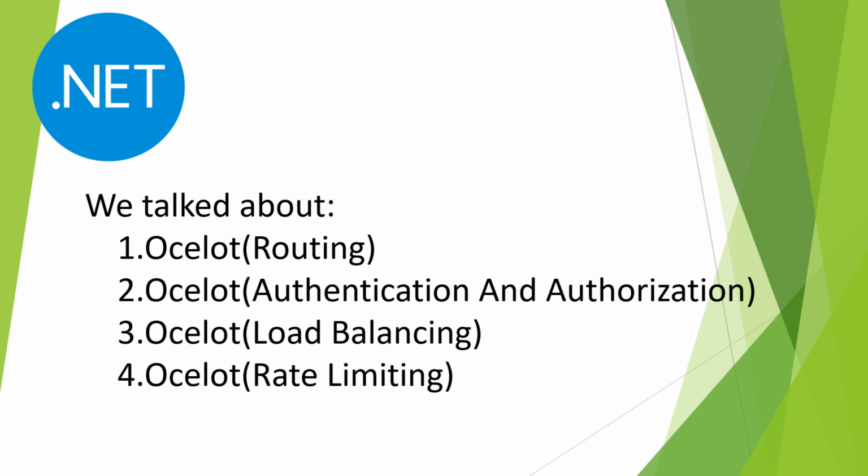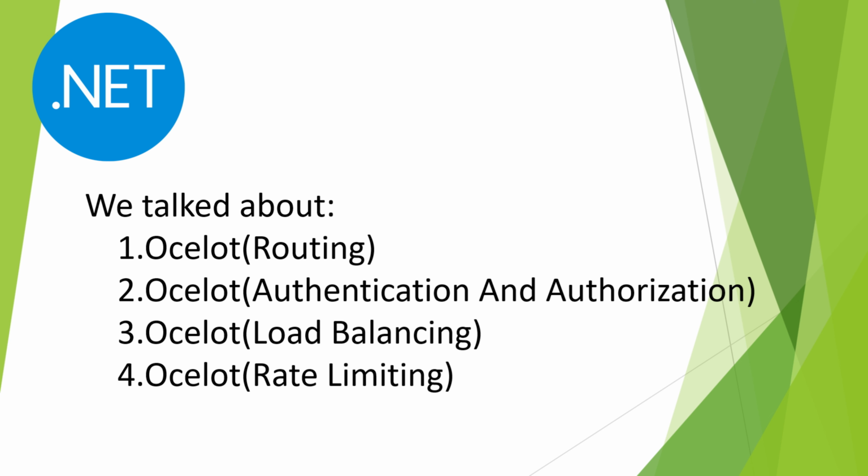Alright folks, let's recap everything we have accomplished so far in this journey with Ocelot as our API gateway. We started by implementing routing, a core feature of Ocelot that helps us define how requests are directed to our backend services. Next, we added authentication and authorization, ensuring that only authorized users with valid tokens can access protected resources. After that, we explored load balancing using the round robin algorithm. We saw how requests are distributed across multiple instances of our backend services.